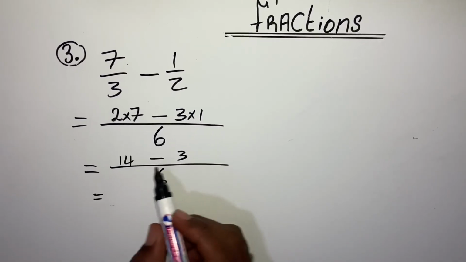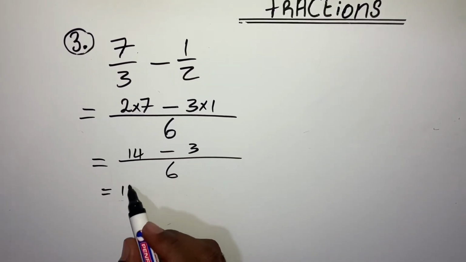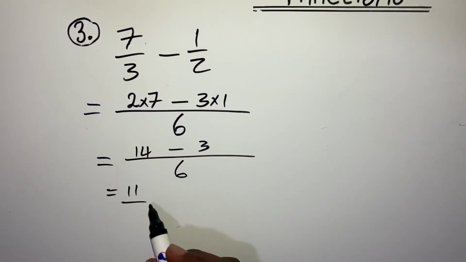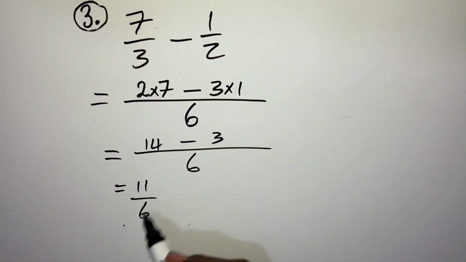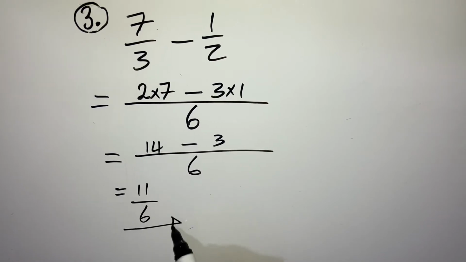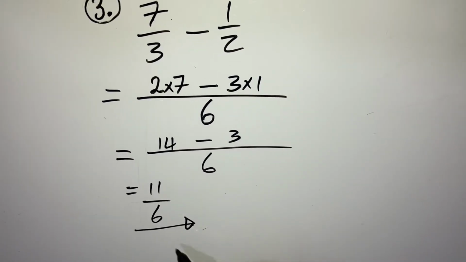So 14 minus 3 is 11 all over 6, which you can simplify further from here. So our sum ends here. That's our answer.